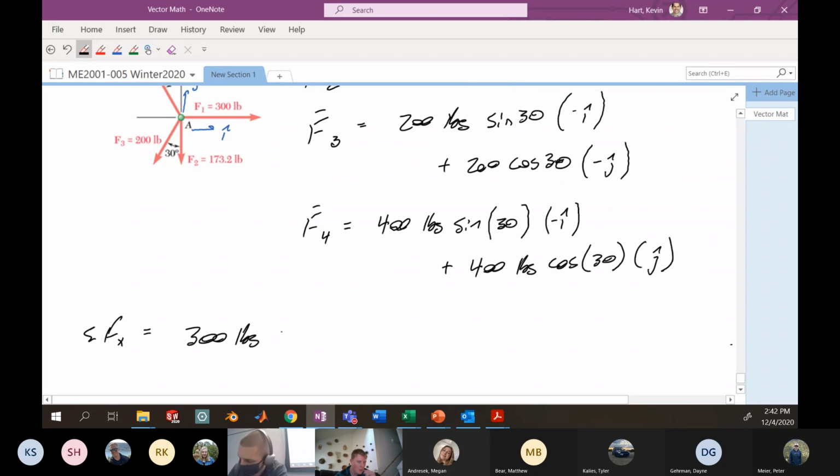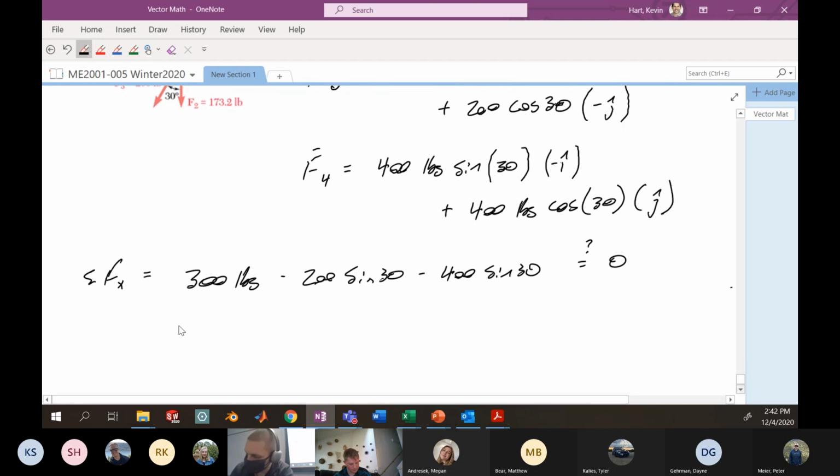300 pounds minus 200 times sine 30, that's coming from F3, minus 400 sine 30. And my question is, does this equal 0? That's what I'm trying to define with my math. And you could work this out. This will be 300 minus 100 minus 200, which does in fact equal 0. So my summation of forces in x equal to 0 has been satisfied.